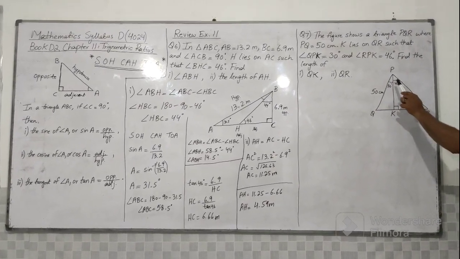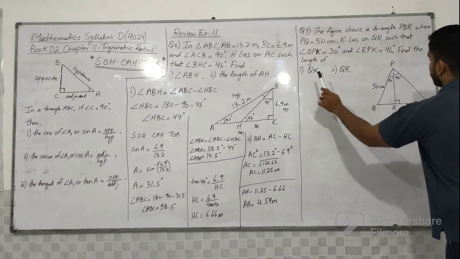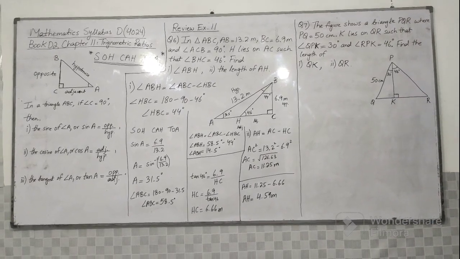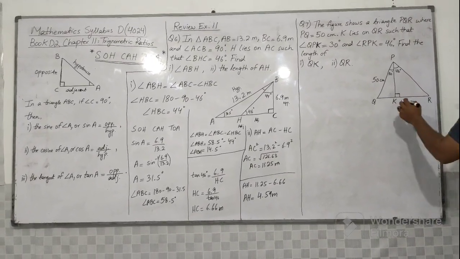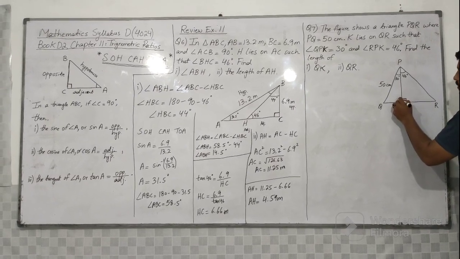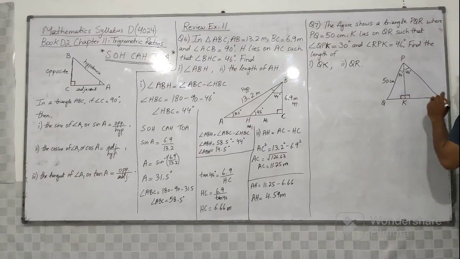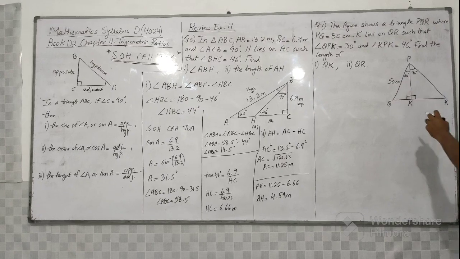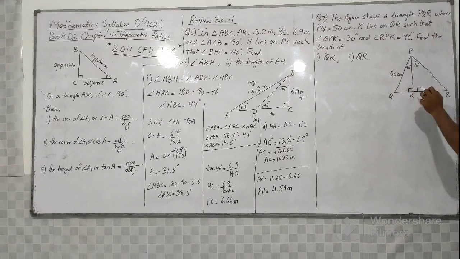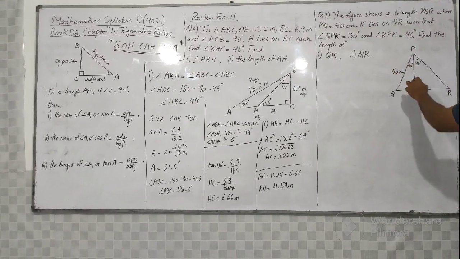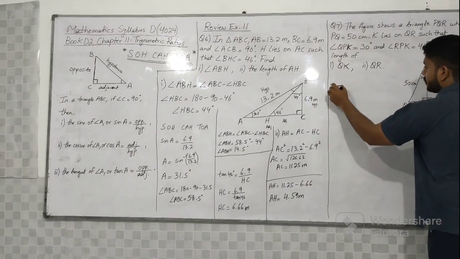RPK equals 46 degrees. Find the length of QK. We have to find this. So this will be easy because this here angle K is a 90 degree angle. So here we can apply the same.